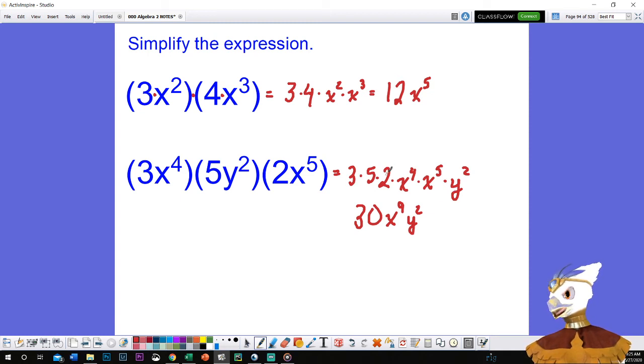Just like 3, 5, and 2 don't somehow smash into the x to the ninth, they're all just multiplied together just like that. So the 2 and the 9, they don't go together to make 11. They're different variables.